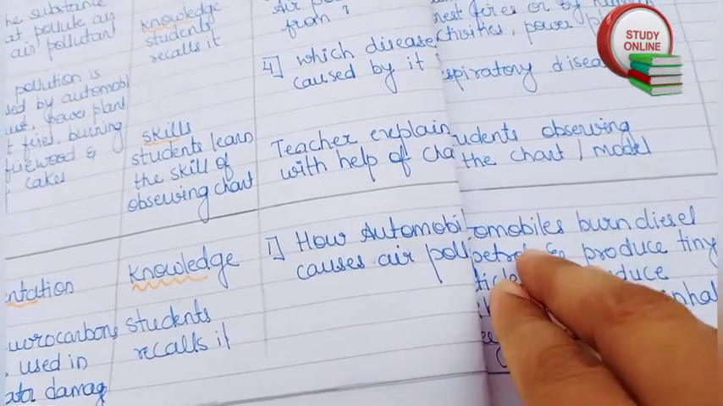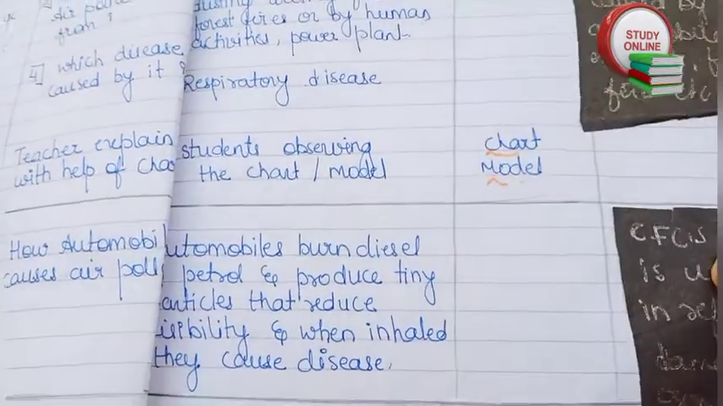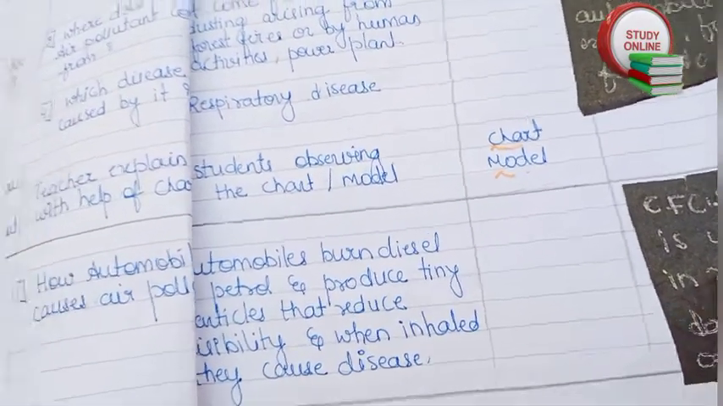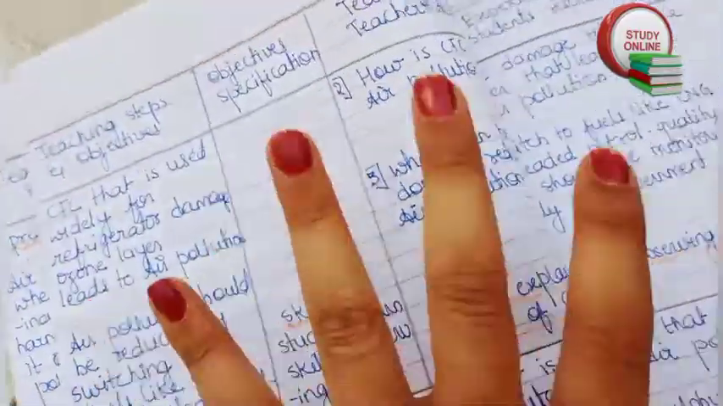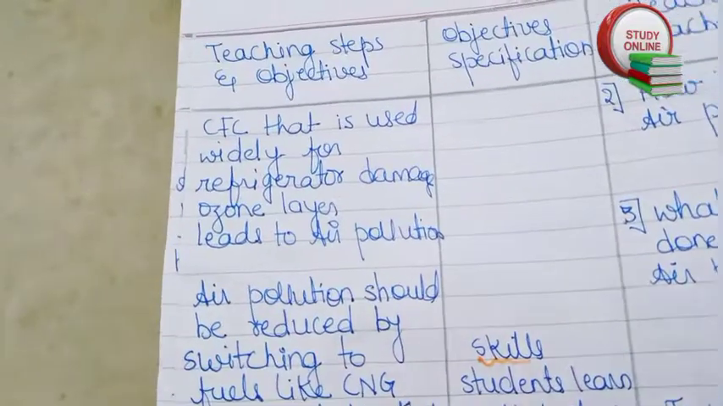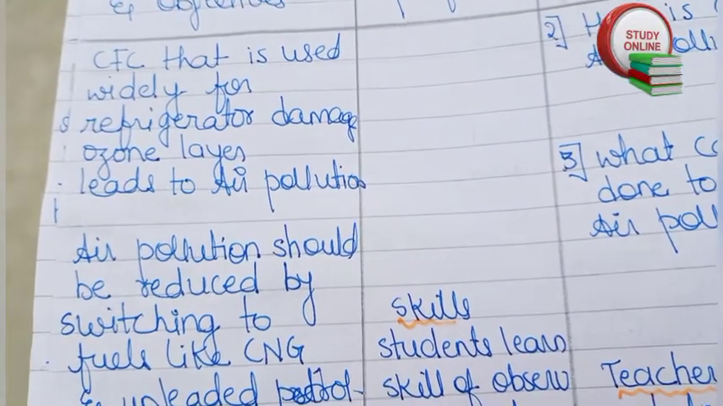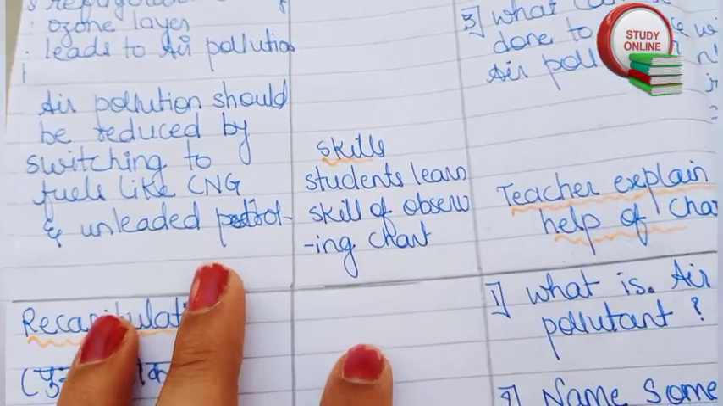Here is the question, how do automobiles cause air pollution. Here are the answers, and here you can see the blackboard work. You can see here clearly. Okay, now here you can see all the content. CFC, that is used widely for refrigerators, damages the ozone layer. Here you can see all these things.